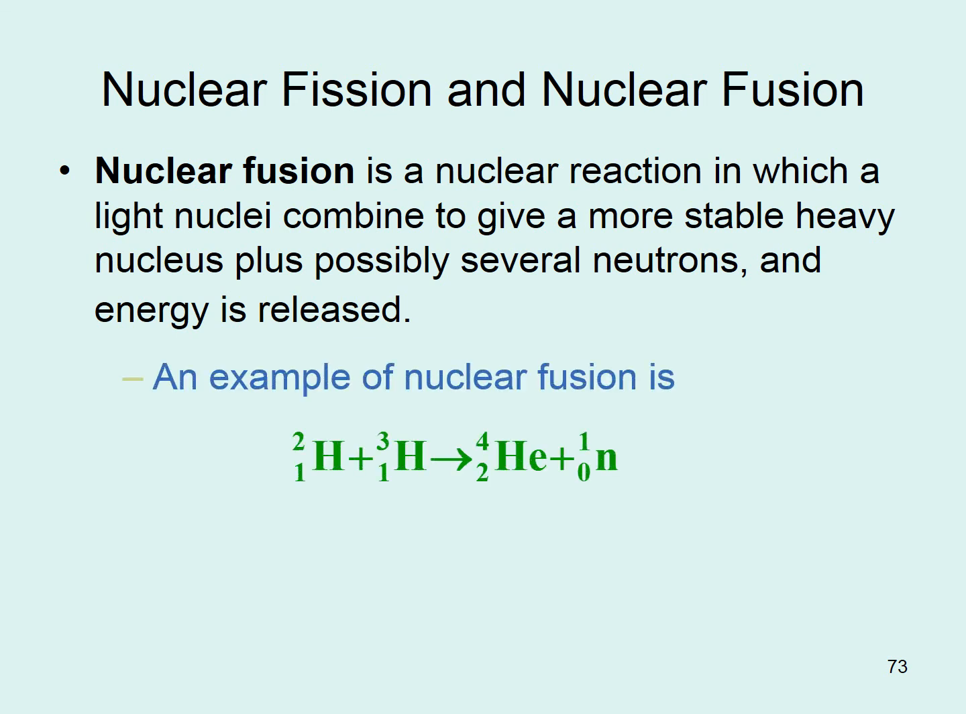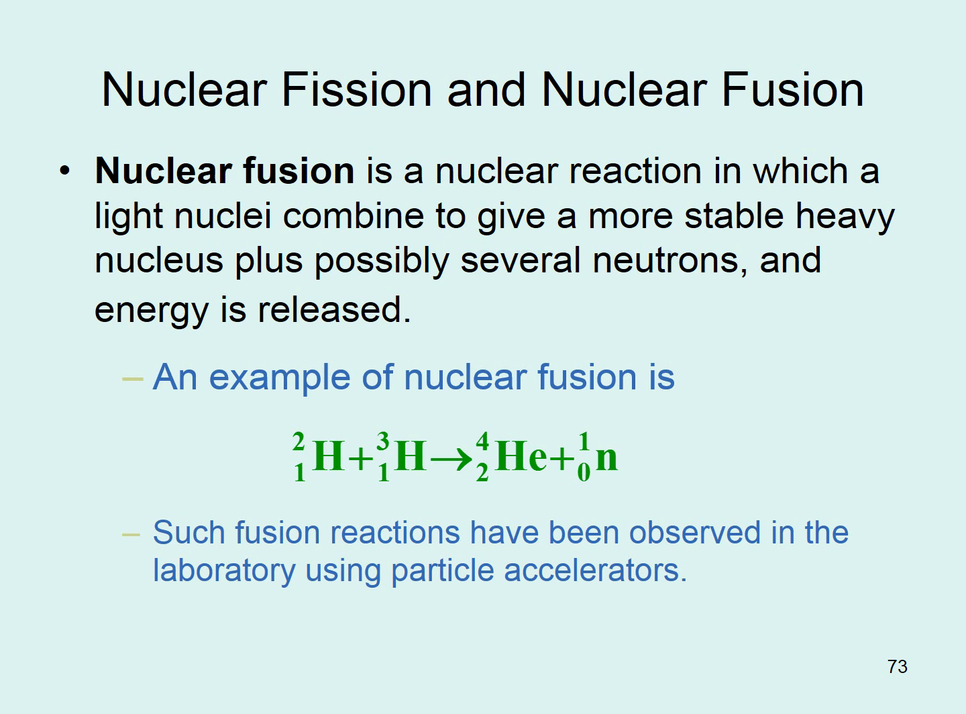An example of nuclear fusion is this reaction. So we have hydrogen with one proton and one neutron, which is called deuterium, H-2. Then tritium is actually hydrogen with one proton and two neutrons. If you slam them together, you can create helium, which has two protons and two neutrons, and a neutron is also released. This fusion reaction has been observed in a laboratory using particle accelerators.